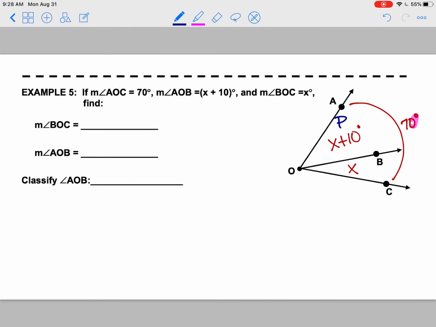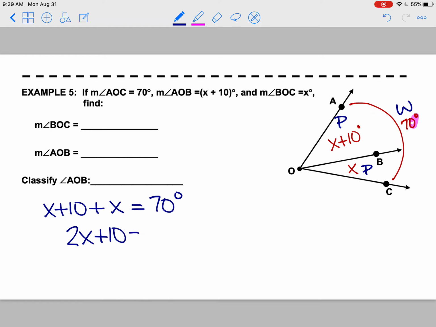So we can see here our two adjacent angles, AOB and BOC. We have our part, and our whole. So let's set up our equation. First part is x plus 10 plus the second part is x, and that gives us the whole measure at 70 degrees. So now let's just solve for x. Combine your like terms. We have 2x plus 10 equals 70. Move the 10 over, 2x equals 60. Divide by 2, x equals 30.